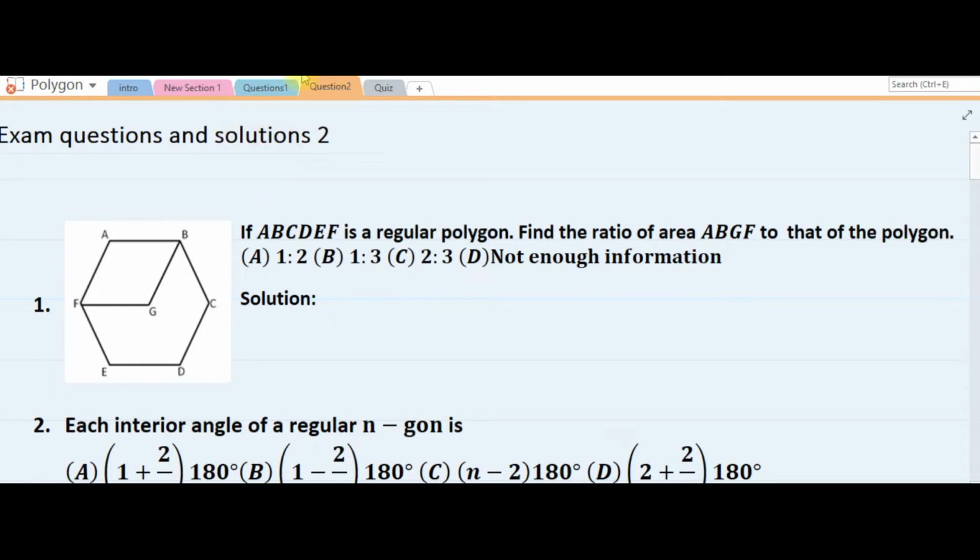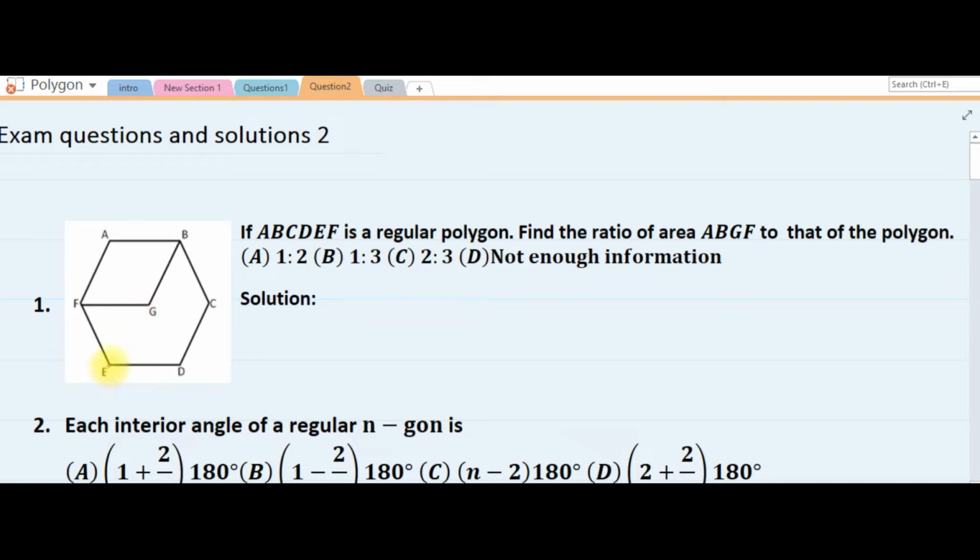Okay, this is now the second part of the equation, the second phase. So it's not hard, but it's trickier compared to the first one we solved. In this diagram, we are given ABCDEF as a regular polygon. Find the ratio of ABGF to that of the polygon. The equation looks tricky, but there is a way we'll solve it. It will be very, very easy.